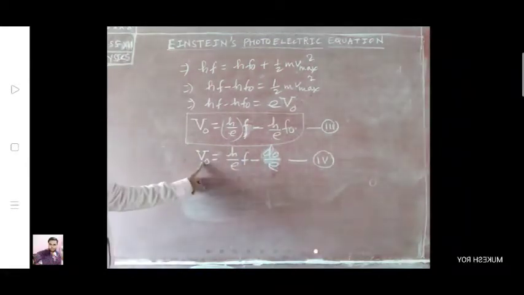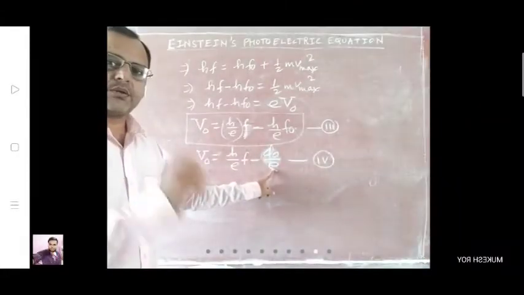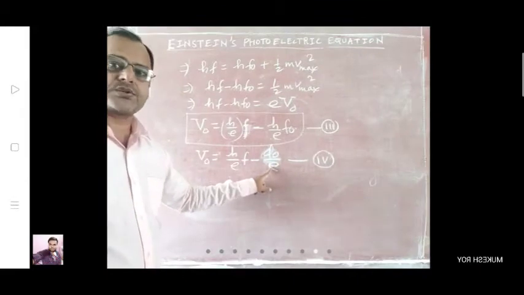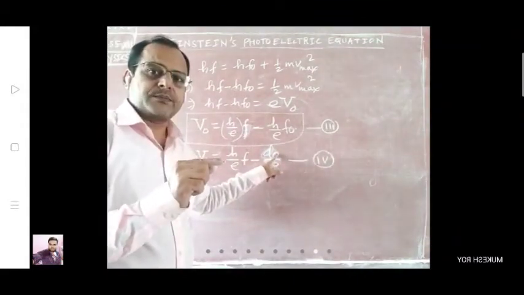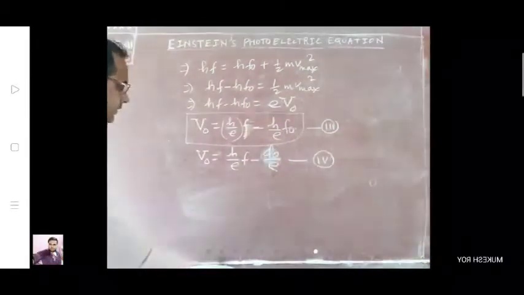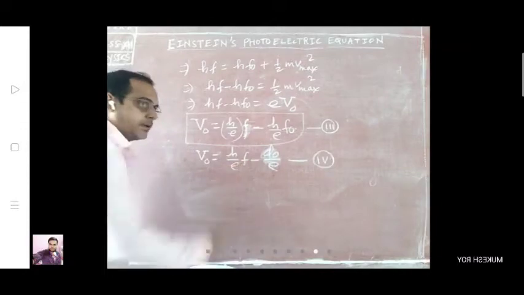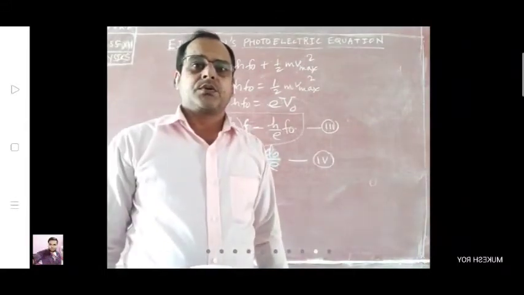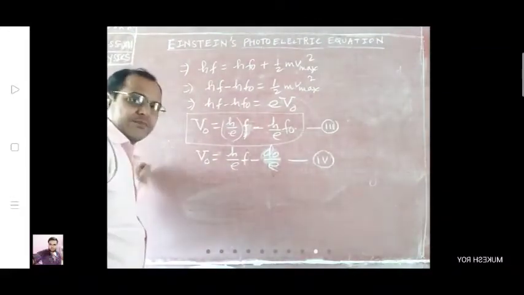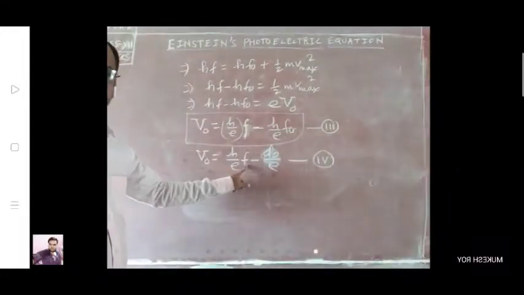If we see, this V naught, the stopping potential, is directly proportional to the frequency. Phi naught by E for a particular metal surface is a constant. Phi naught, the work function of that metal surface, is fixed, so this is constant. H is constant, E is constant. We are left with the frequency of the incident radiation. So V naught is proportional to F. We can say V naught versus F will be a straight line, directly proportional. Yes or no?